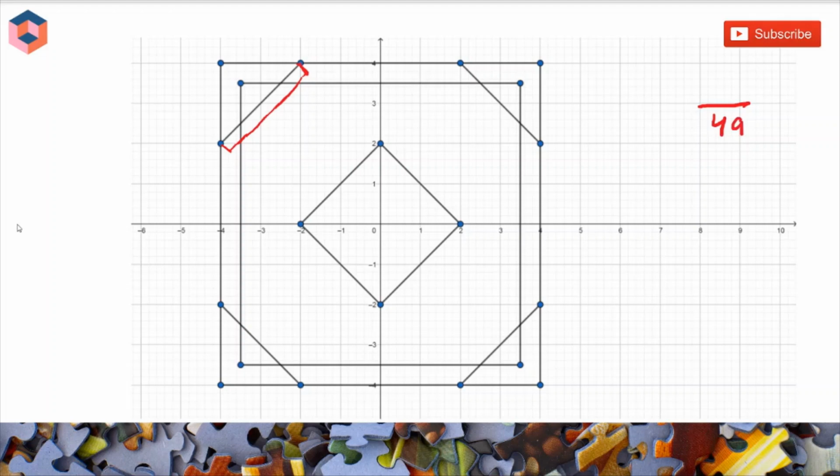So let's start with this middle rhombus. Either the center could be inside this, which would be 2 square root 2 times 2 square root 2 since it's a square. So that would give us 8.